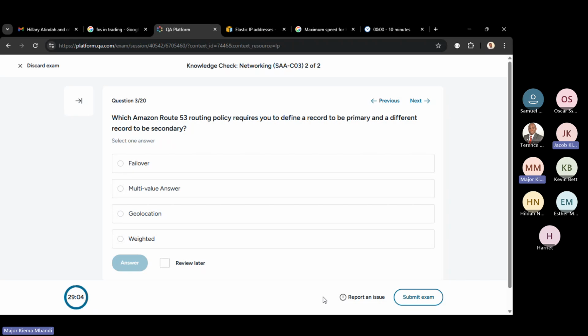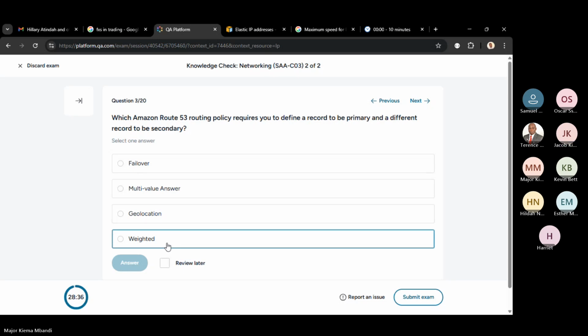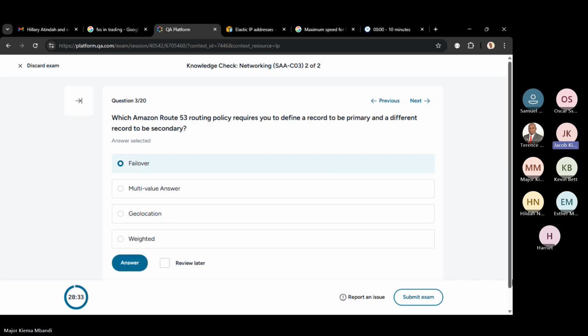Yeah. So next will be me. Which Amazon Route 53 routing policy requires you to define a record to be the primary and a different record to be secondary? There is failover, multi-value answer, geolocation, and weighted. I think I'll go with failover. Okay. All in agreement? There is no contention, so we can move to the next.